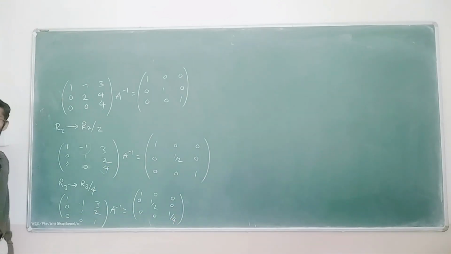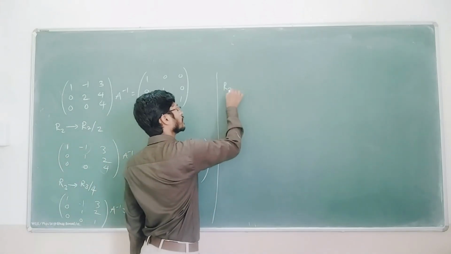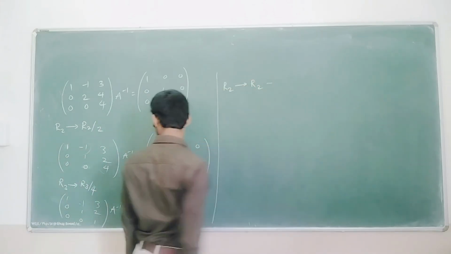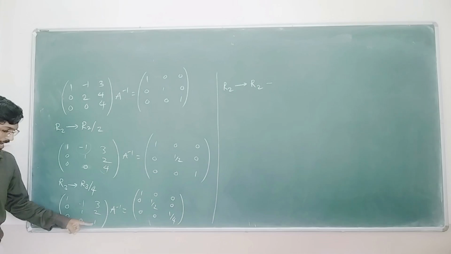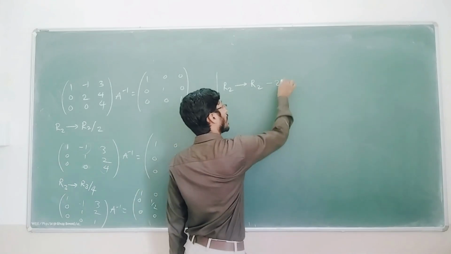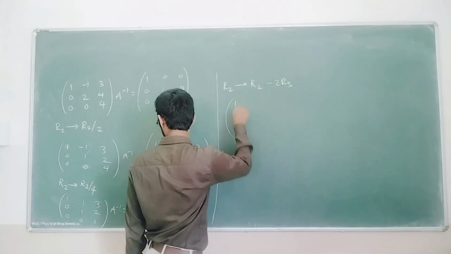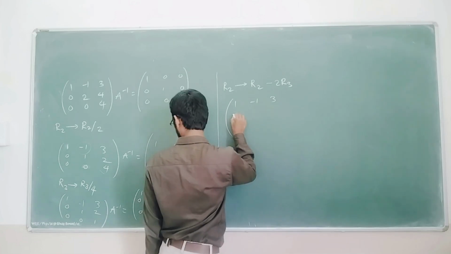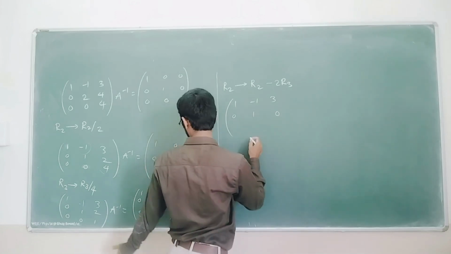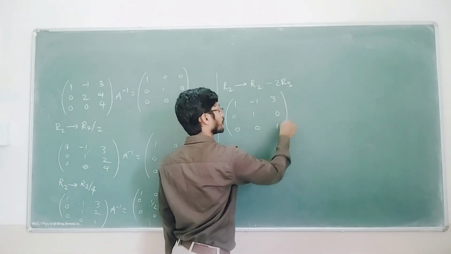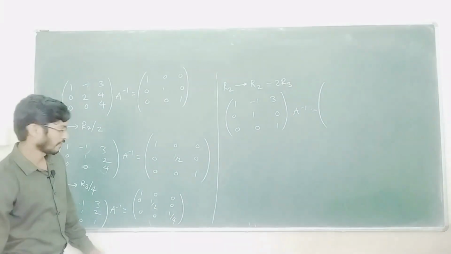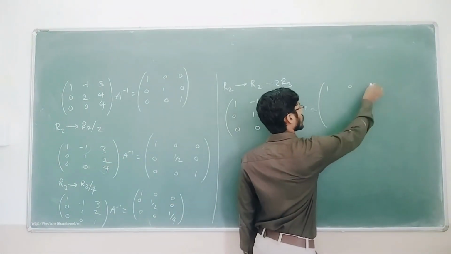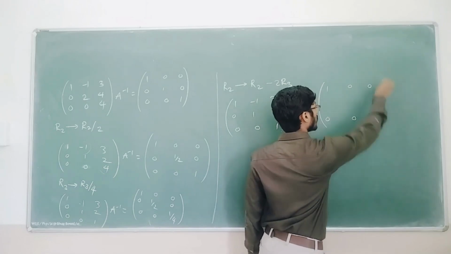Now I will make this equal to 0. So R2 changes to R2 minus, this is 2, so if this has to become 0, I have to multiply by 2 to R3 and then subtract. So minus 2 R3. So I will get first row as it is, second row will change to 0 1 0, third row as it is, 0 0 1. A inverse is equal to first and third row as it is, 1 0 0, 0 0 1 by 4.